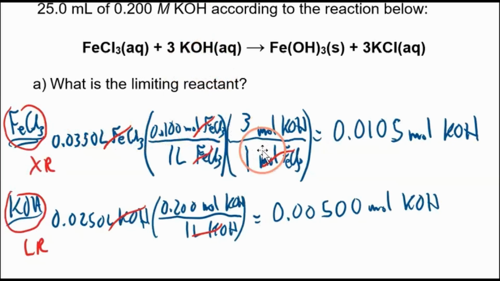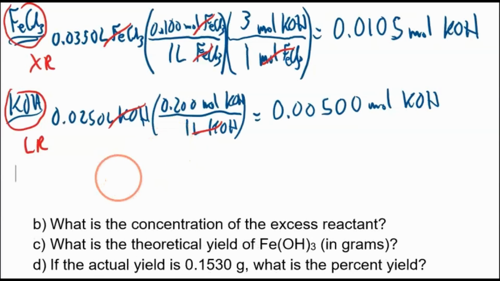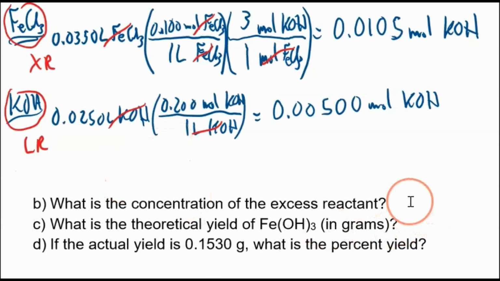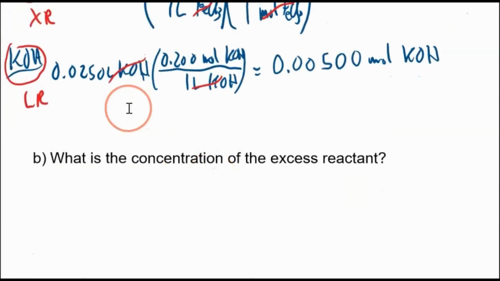So that's just one way to find out the limiting reactant. The limiting reactant is the one that produces the least amount of product. And to do that, you could also figure out which one doesn't get used up fully by looking at the reactants. Okay, so now what is the concentration of the excess reactant? So that must be after it reacts, of course.